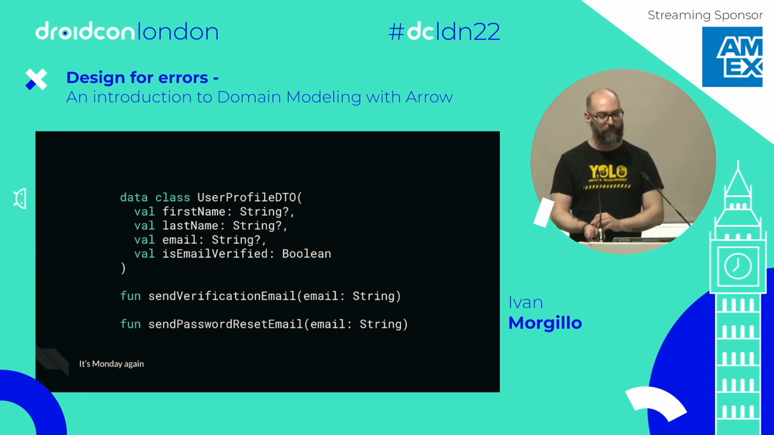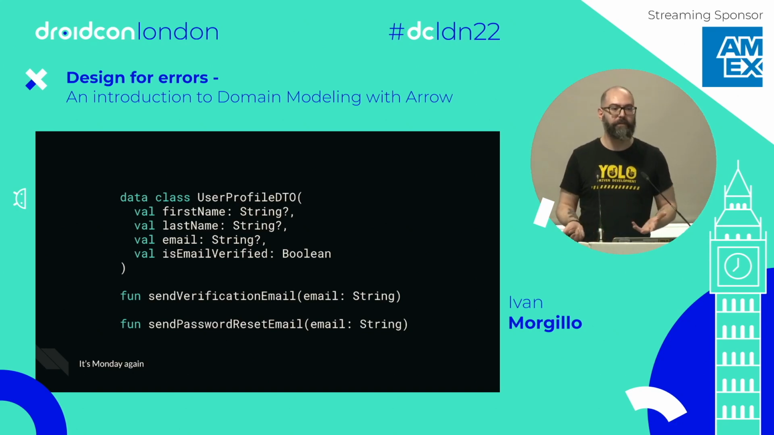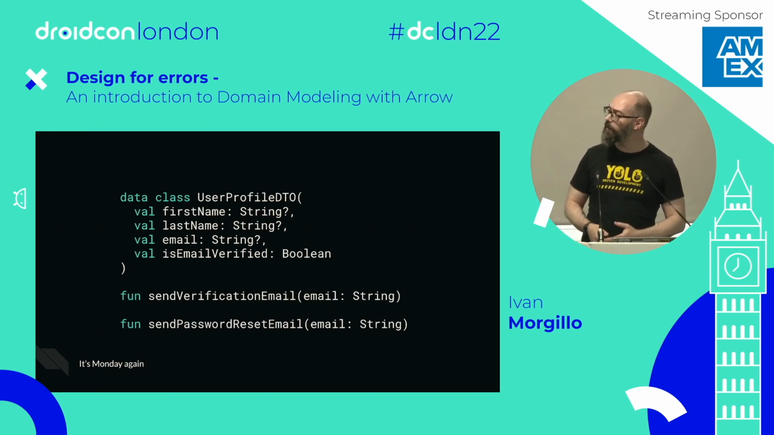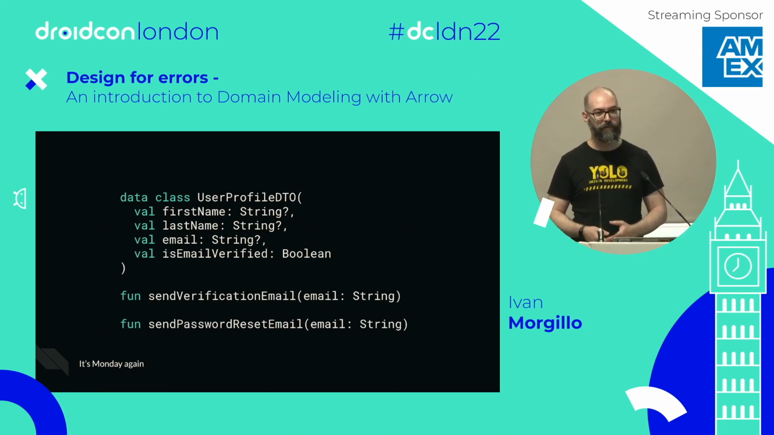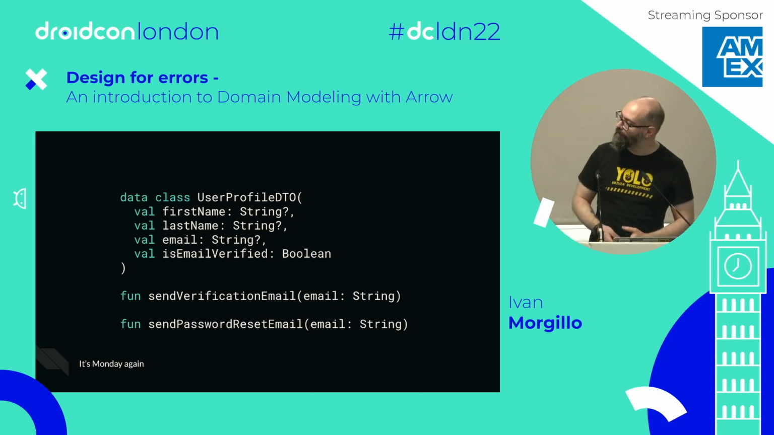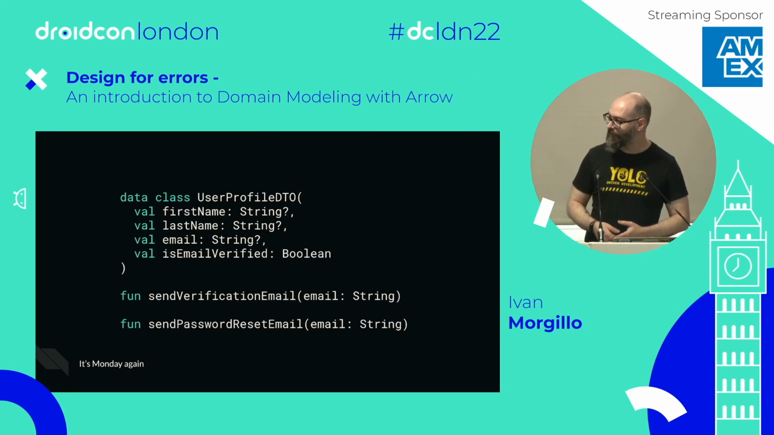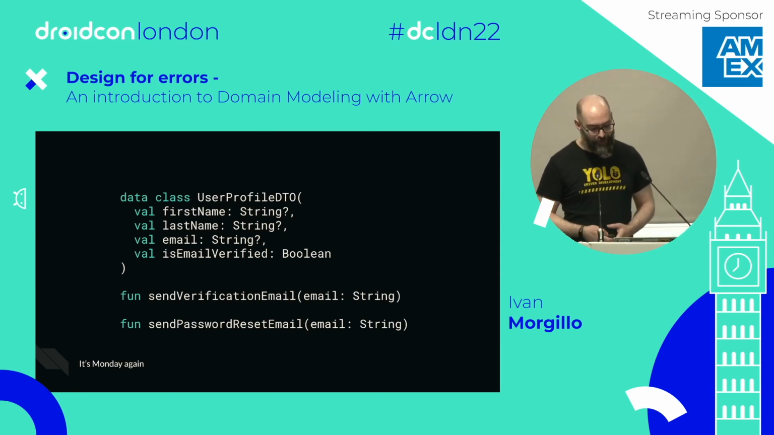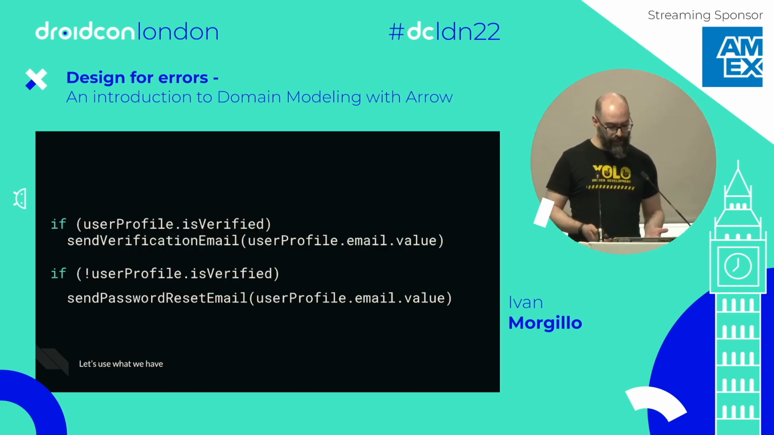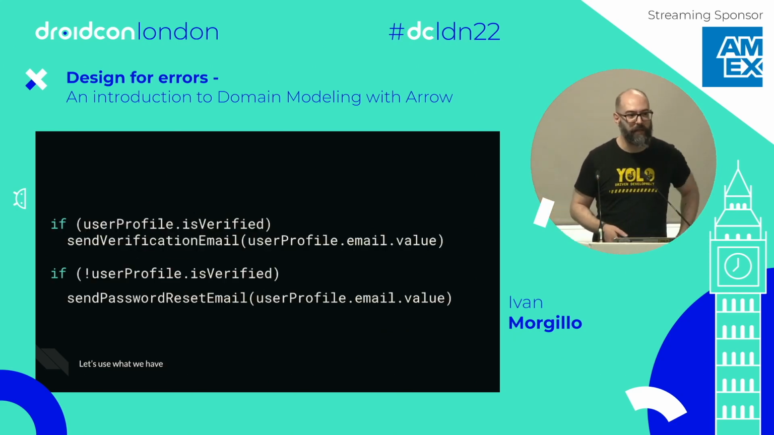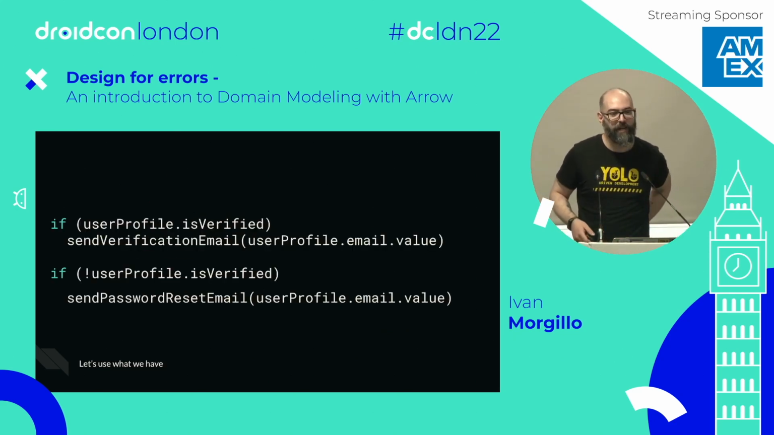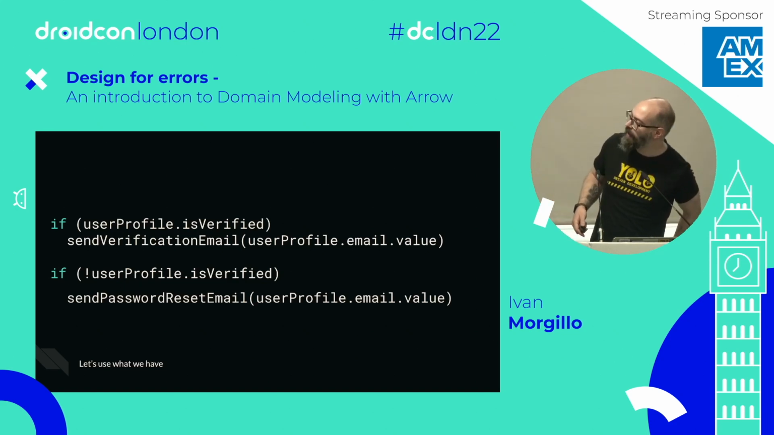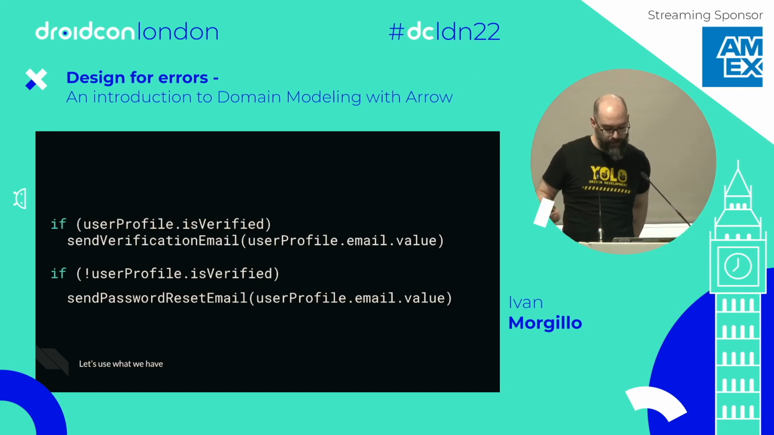And now we also have a Boolean to tell if the mail is verified, because we want another couple of awful methods that don't give me back anything, and they just take a string as an input, so I hate them. But we need to use them. So the way we use it is something like this. We check if the user profile is verified, and we send the email. If it's not verified, we send another email.